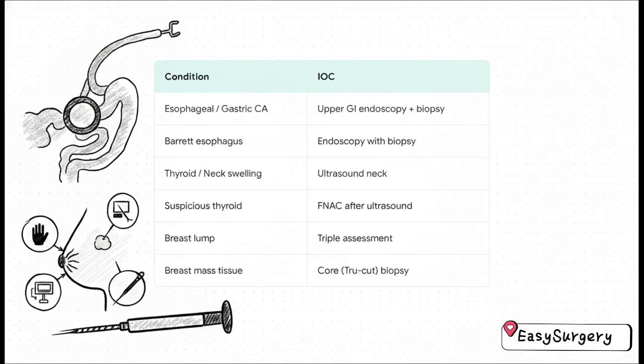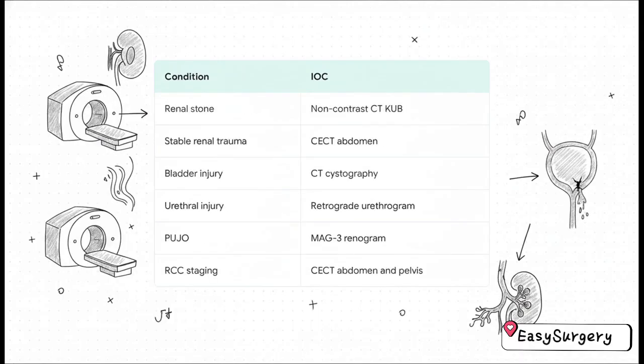For any kind of neck or thyroid swelling, your very first move is a neck ultrasound. If that ultrasound turns up a suspicious thyroid nodule, you follow it up with an FNAC. Now, for a generic breast lump, you do the classic triple assessment, which is clinical exam, imaging, and pathology. But if you specifically need a tissue diagnosis of a breast mass, you rely heavily on a targeted core, or TruCut biopsy.